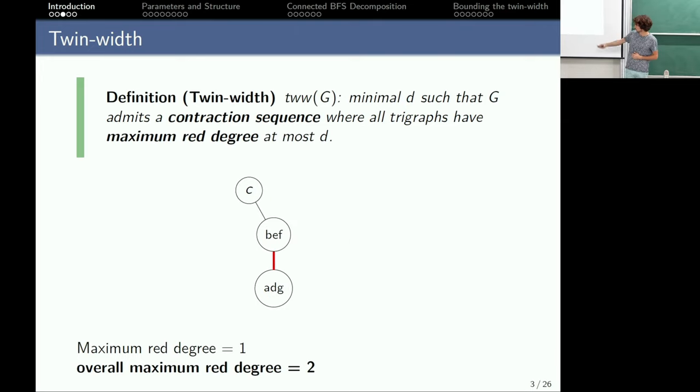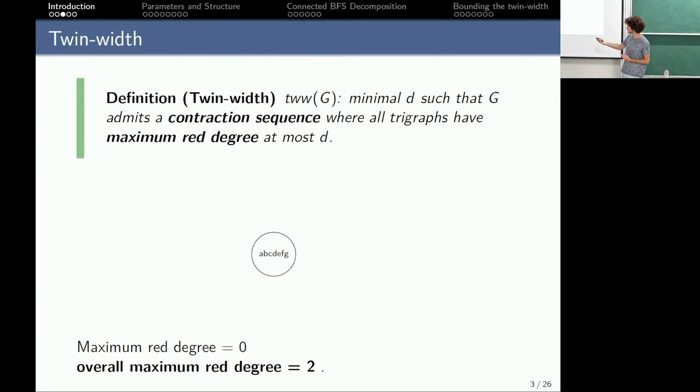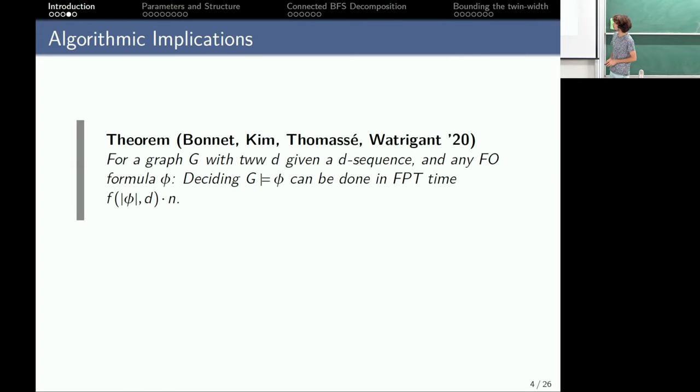So I want to bound the maximal red degree at any point during the sequence. Here it's bounded by 2, and it witnesses the graph has twin width at most 2. And you can even see that whatever the first contraction you do, you will create two red edges, so the twin width of this graph is exactly 2. So, what is this useful for?